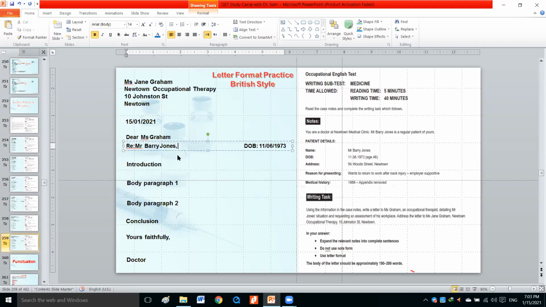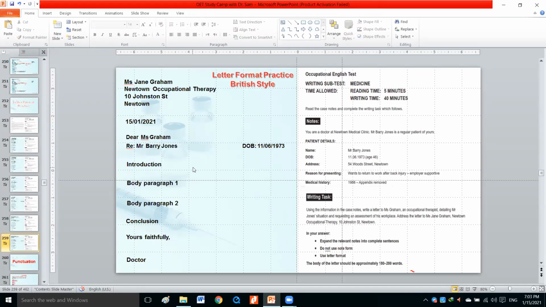What about this comma? Is it correct? We should remove this comma, and also this long space. And what about this space just after this colon? You have to leave just one space after this colon. Okay.